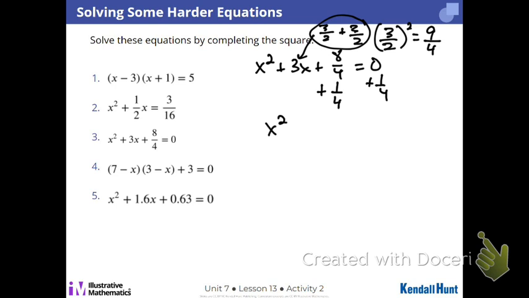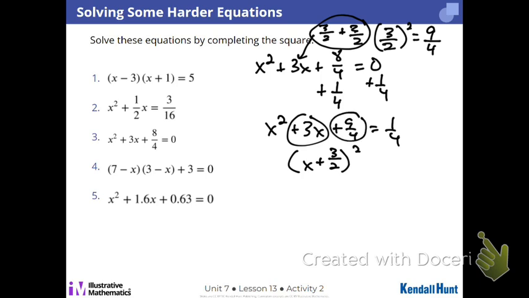Because to get 8/4 to be 9/4, I'm going to add a fourth. So then I have x squared plus 3x plus 9/4 equals 1/4. Again, the reason we want that 9/4 is I can factor and get this. 3 halves plus 3 halves is 3. All right, 1.5 plus 1.5 is 3. And 3 halves times 3 halves is 9/4. So this works. And the reason I want this to work is I can set this equal to the square root of 1/4, which is 1/2, or this negative 1/2. Those are the two answers for the square root of 1/4.